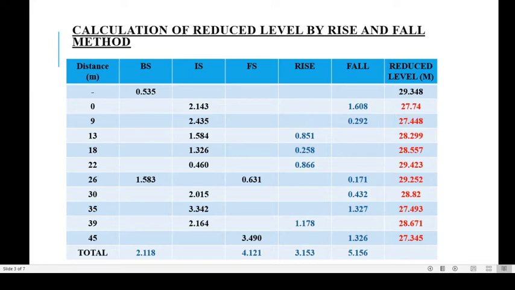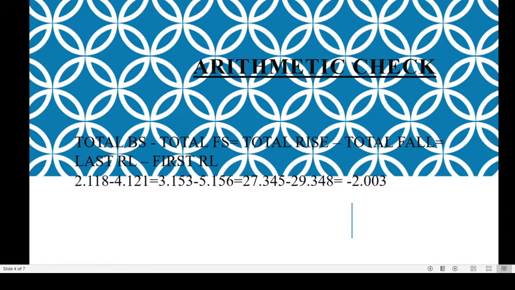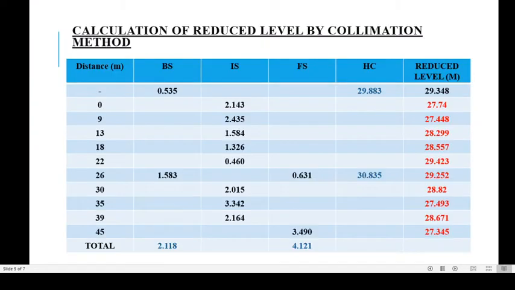So for arithmetic check, as the rule says, we will add the BS, add the FS, add the rise, and add the fall. So this is the arithmetic check. We will subtract total FS from total BS, we will subtract total fall from total rise, and we will subtract first RL from last RL, and all the subtracted values will be equal to minus 2.003. So arithmetic check is done.